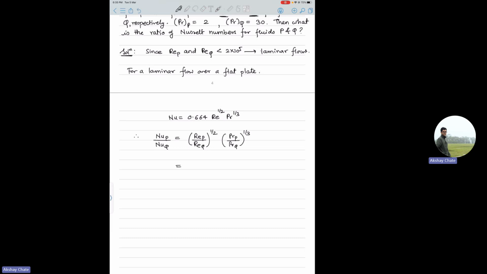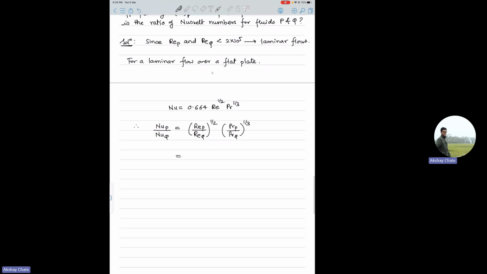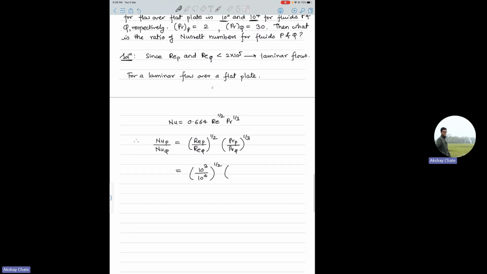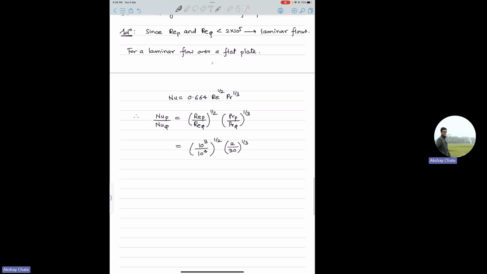In this case, they have given Re_P as 10 to the power 3 and Re_Q is 10 to the power 4. Pr_P is 2 and Pr_Q is 30, like that. So this is 0.1 square root.